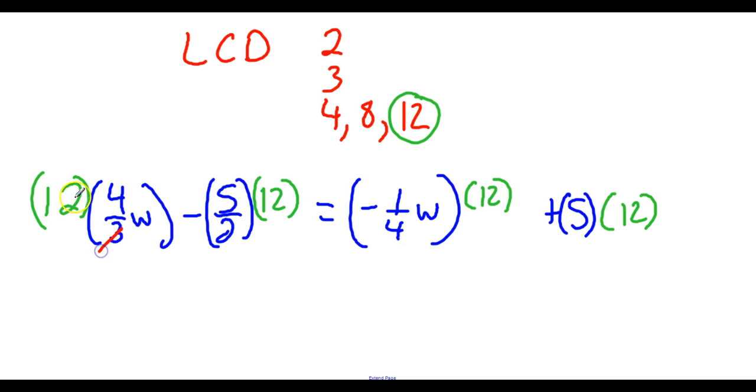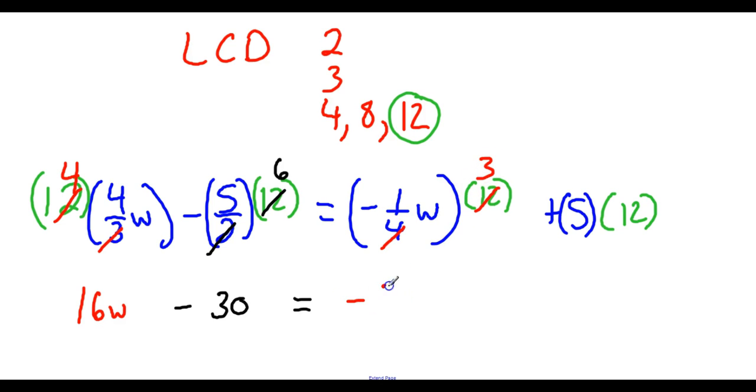Okay, so for this one, 3 will go into 12 4 times. 4 times 4 is 16W. For the next one, 2 will go into 12 6 times. 5 times 6 is 30. For the next one, 4 will go into 12 3 times. So you've got negative 1 times 3, so that's negative 3W. And the last one was a whole number, so it's just 5 times 12, so that would make it 60.